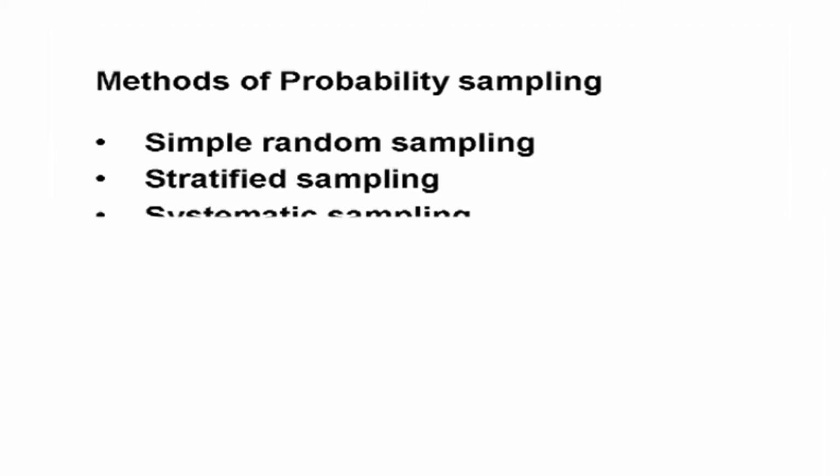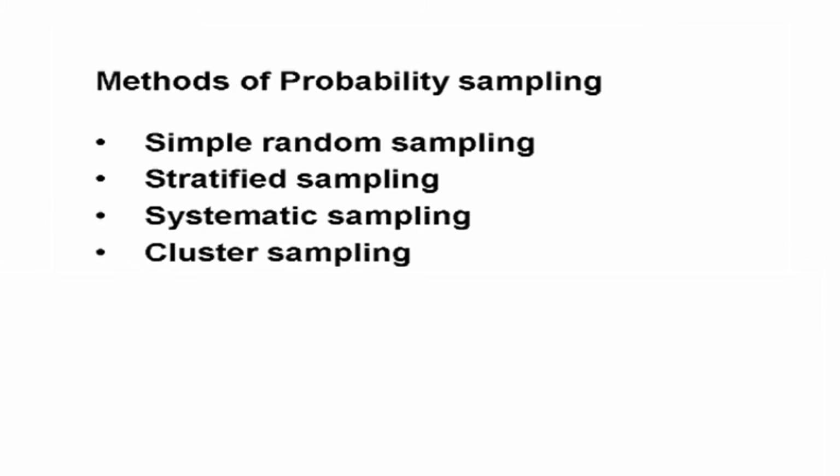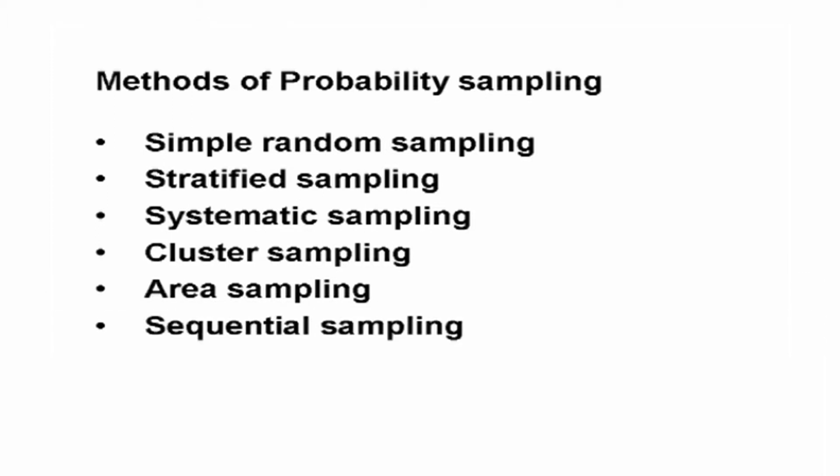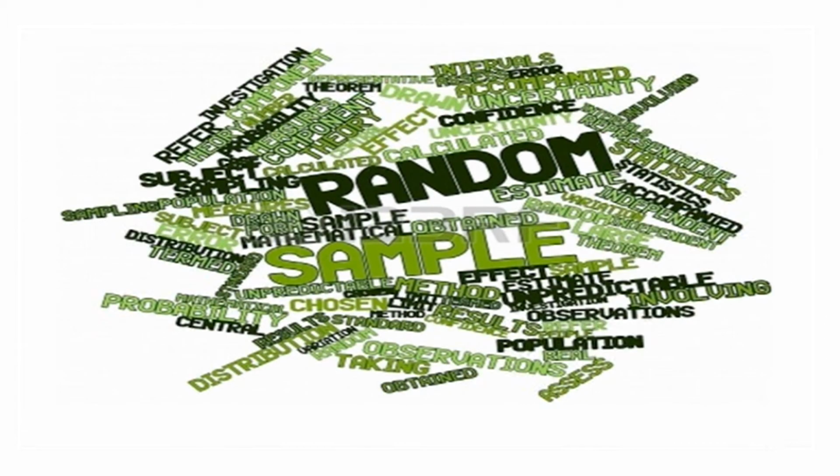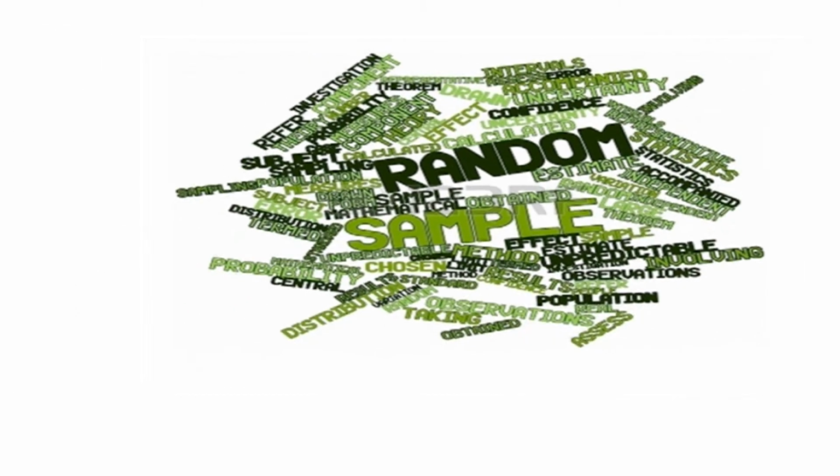There are different methods that fall under probability sampling. They are simple random sampling, stratified sampling, systematic sampling, cluster sampling, area sampling, and sequential sampling. The first one is simple random sampling.